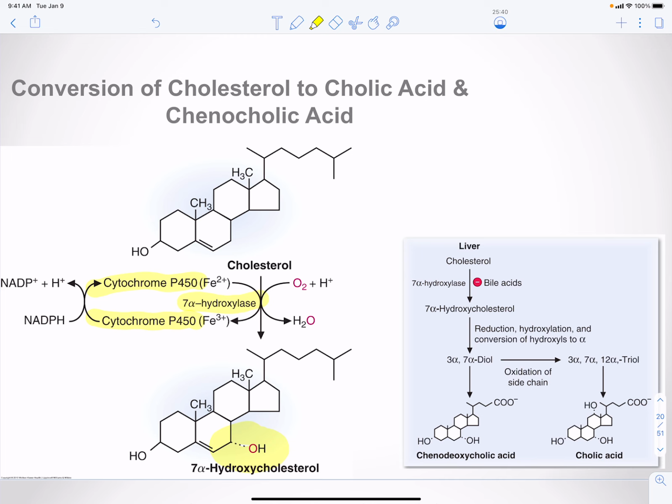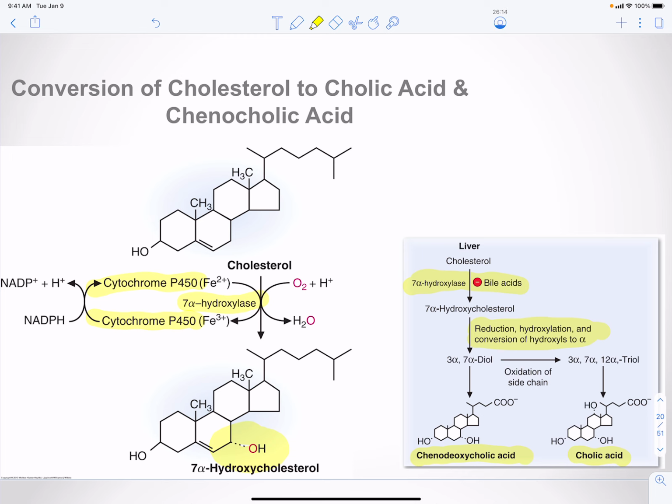If you have bile salts, it's a feedback regulation, so the bile salts will come back and negatively regulate the 7-alpha hydroxylase. Now, in other steps, you're going to have a double bond reduced, hydroxylation may occur, conversions, etc. So many different steps can occur. And then you have 2 sets of compounds produced: cholic acid and chenodeoxycholic acid.